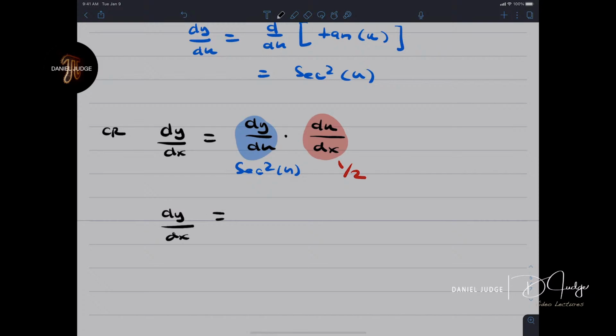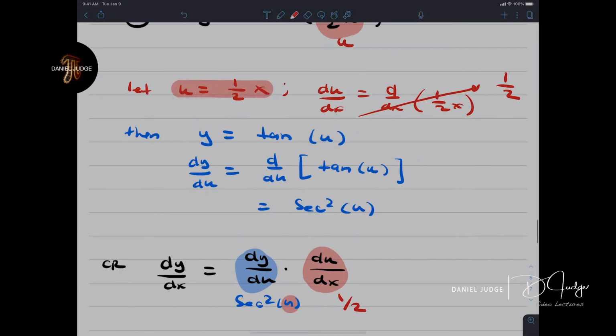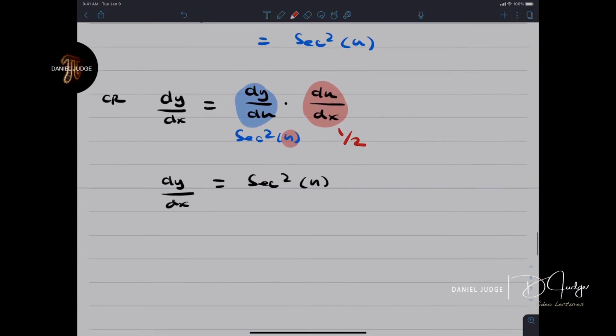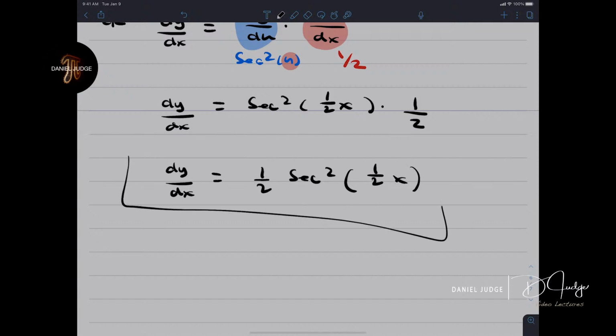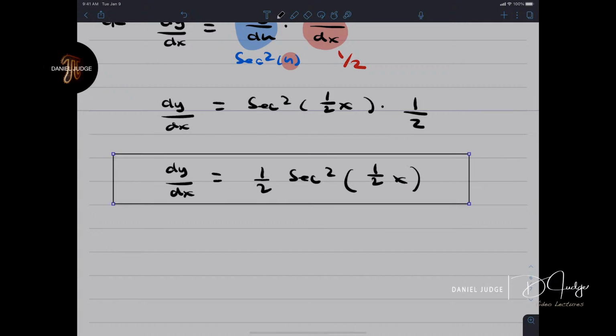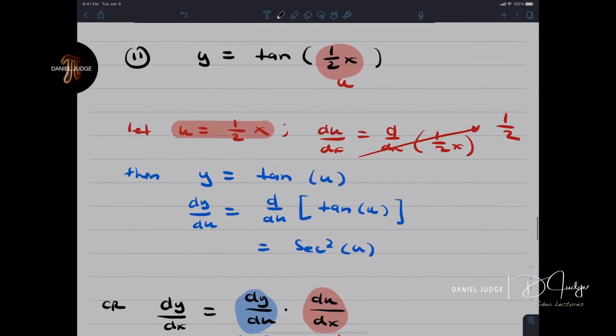dy dx, secant squared u, let's not forget. You got to replace u with 1/2 x. Times 1/2. So it becomes simply 1/2 secant squared 1/2 x. Okay. And this is number 11.